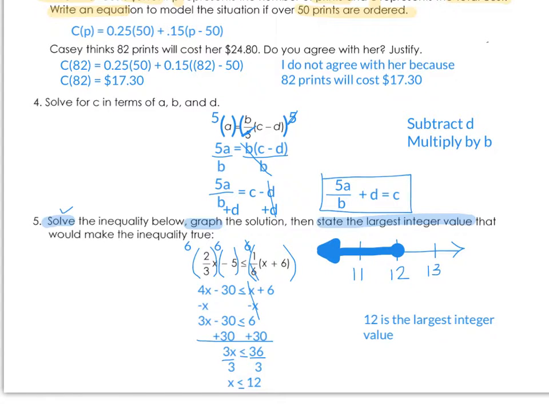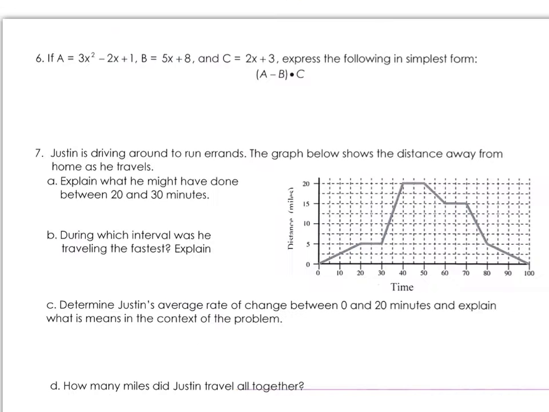Since our shading is this way, 12 is the largest integer value. Okay, so now I have done all three things just to be sure. I've graphed and I stated the largest possible integer value. Okay, on to the next.